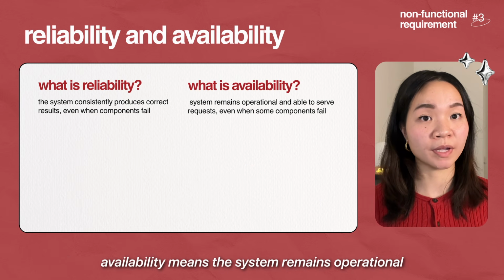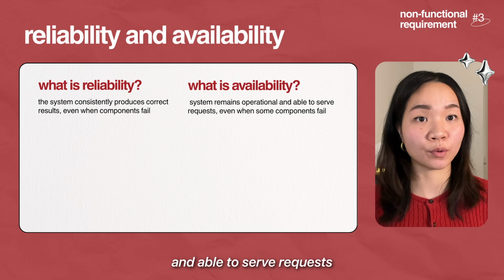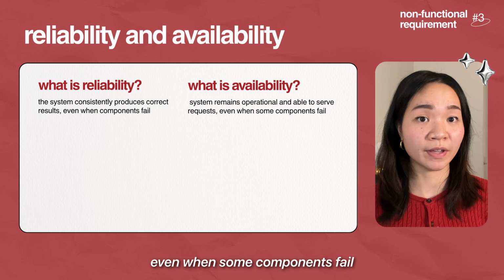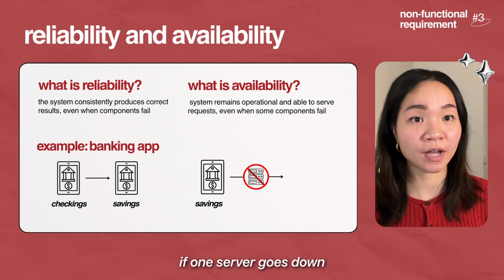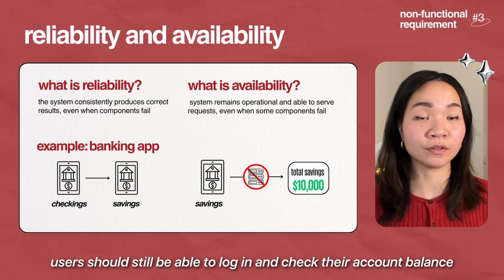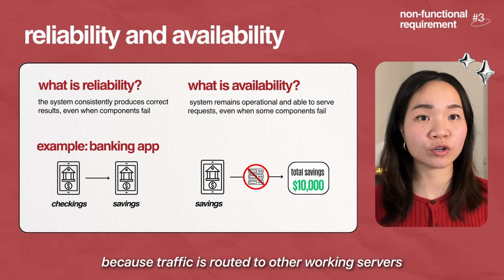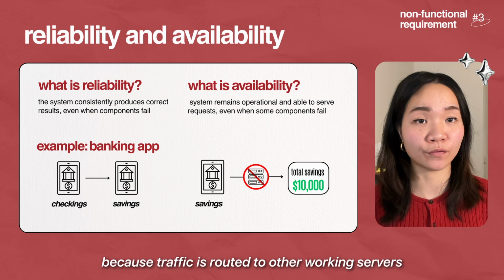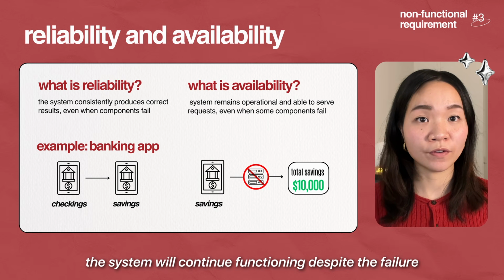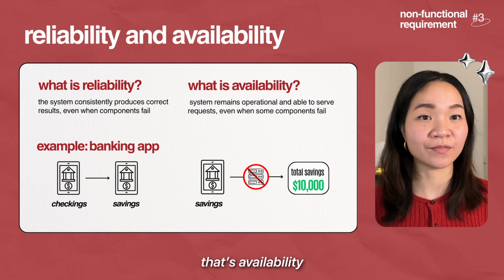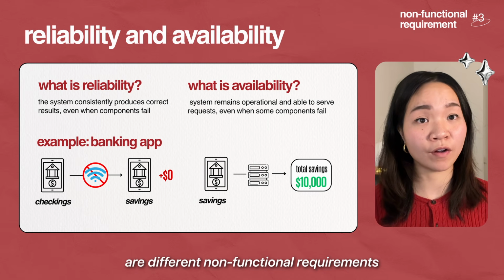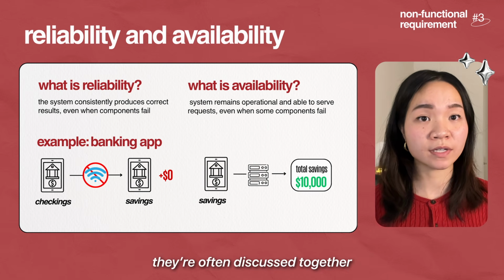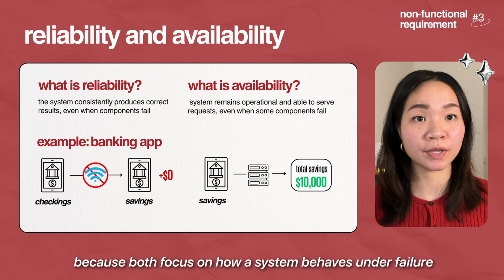Availability means the system remains operational and able to serve requests, even when some components fail. For the same banking app example, if one server goes down, users should still be able to log in and check their account balance because traffic is routed to other working servers. The system will continue functioning despite the failure. That's availability.